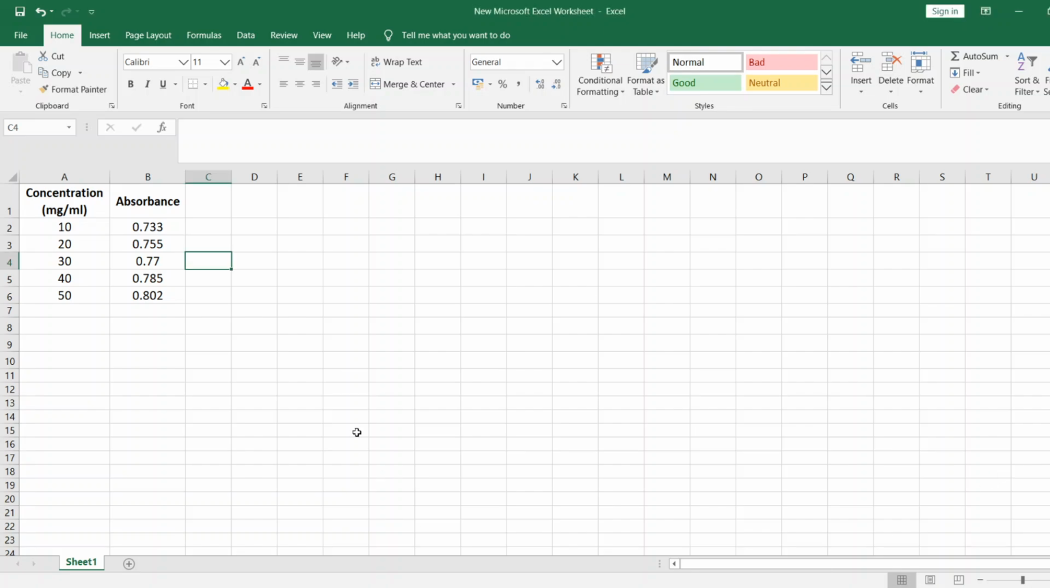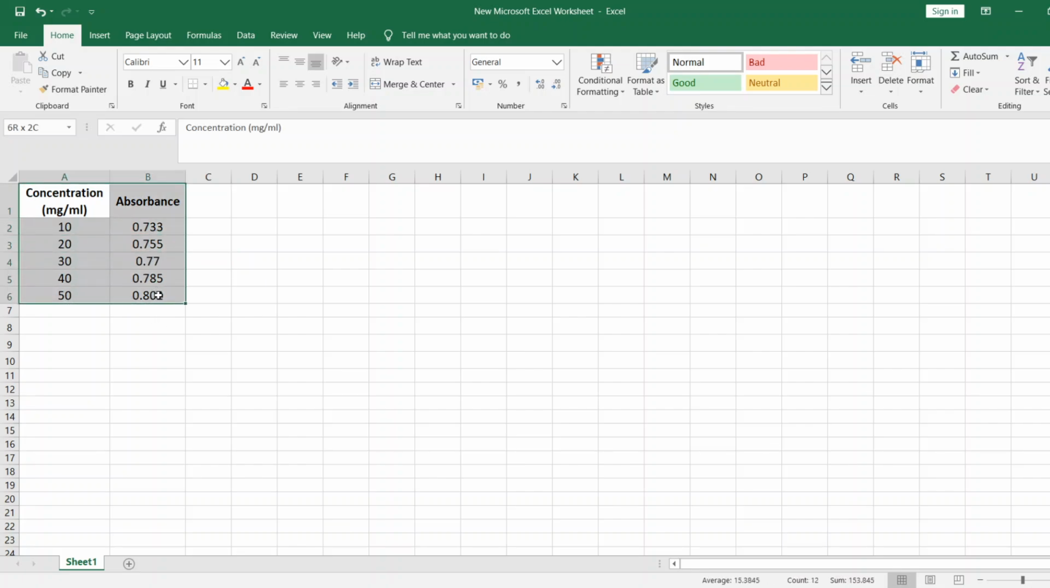Hello friends, in this video you will learn to determine the concentration of an unknown sample by standard curve, or we can say calibration curve of a known sample or standard compound. Here we have sample data in this file. In column A we have the concentration of the known or standard compound, and column B represents the respective absorbance. First we have to generate the calibration curve.